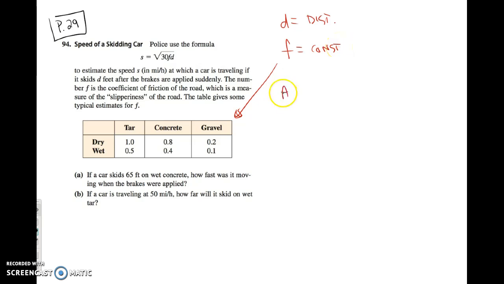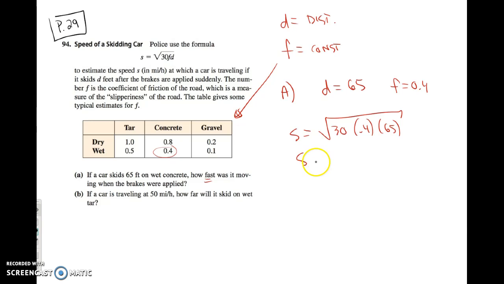Part A. If a car skids 65 feet on wet concrete, how fast was it moving when the brakes were applied? So 65 feet is the distance. So that's 65. It's on wet concrete. Wet concrete is, so F is 0.4. We want to know how fast it was moving. Well, S is equal to the square root of 30FD.